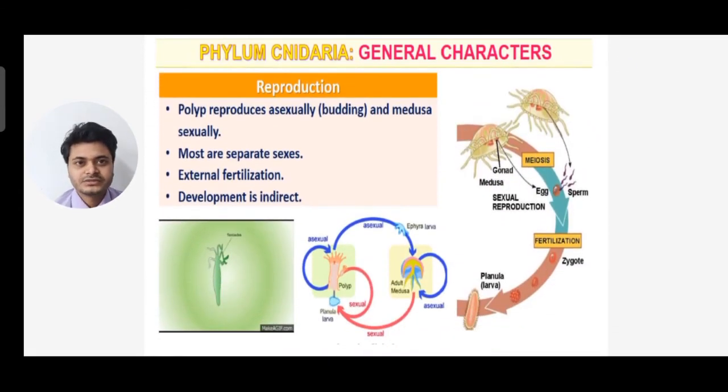Next we see reproduction. Under reproduction, the polyp reproduces asexually, that is by budding, and the medusa reproduces sexually. Most have separate sexes; they are not hermaphrodite. They have external fertilization and development is indirect. You can see a polyp stage and a medusa stage. The polyp stage is generally asexual, taking place by means of budding, and the medusa stage is mostly the sexual stage.